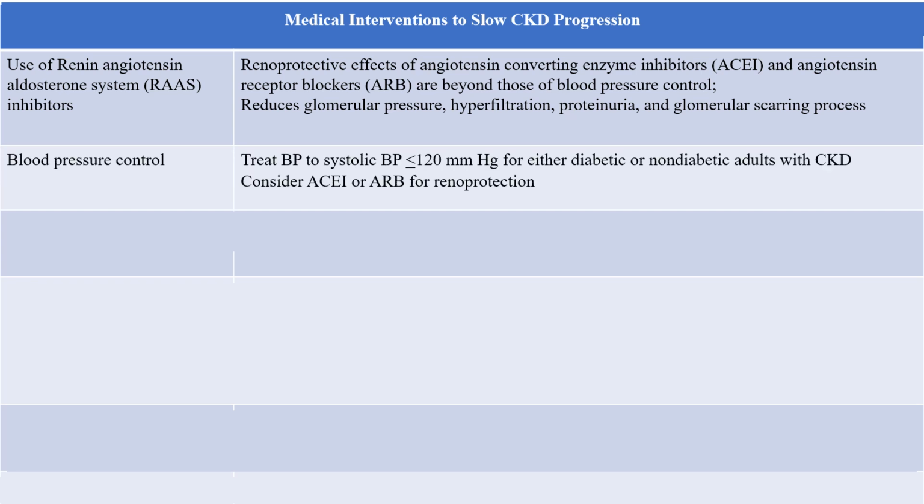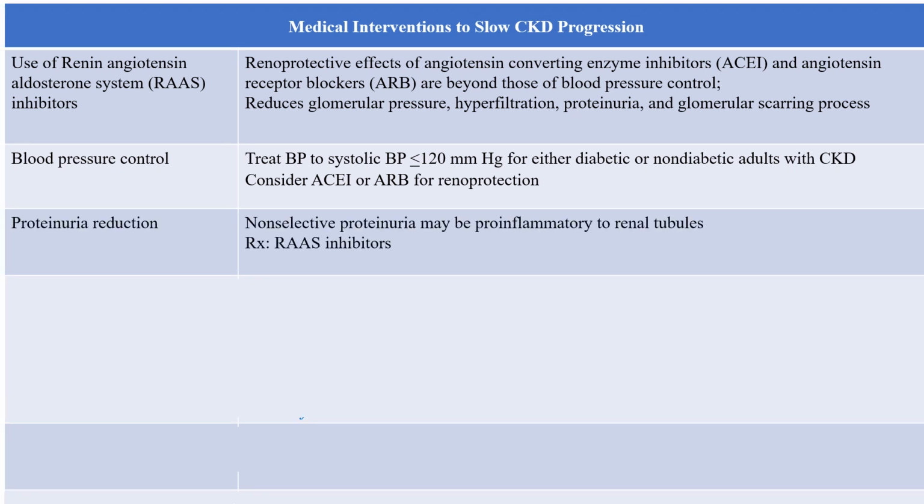Blood pressure control to reduce glomerular endothelial injury. Blood pressure control should be individualized based on comorbidities and degree of albuminuria. The preferential selection of a RAS inhibitor over other antihypertensives may be considered in patients with CKD and albuminuria. Reduction of proteinuria. Proteinuria can be pro-inflammatory and has been shown to correlate with more rapid decline in kidney function. The use of RAS inhibitors has been shown to reduce proteinuria and slow CKD progression.